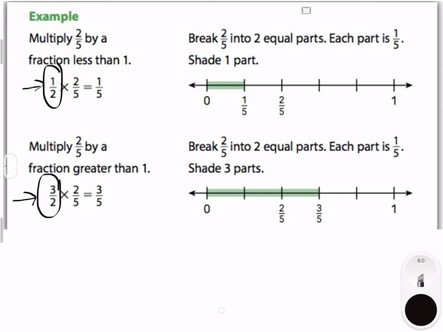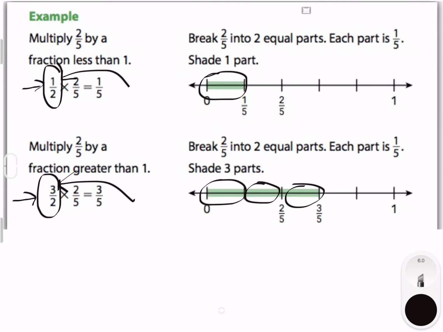Either way, we break the 2/5 into two equal parts, and each part is 1/5. And in the first example, that's right here, that's one of your parts. Each part is 1/5, and we shade one part. In the second example, each part is still worth that same 1/5 amount, but the number of them that you shade is determined by the numerator. We shaded 1 here because it was 1/2, and we'll shade 3 here because it's 3/2.